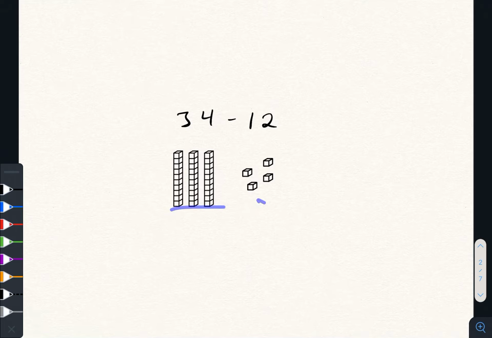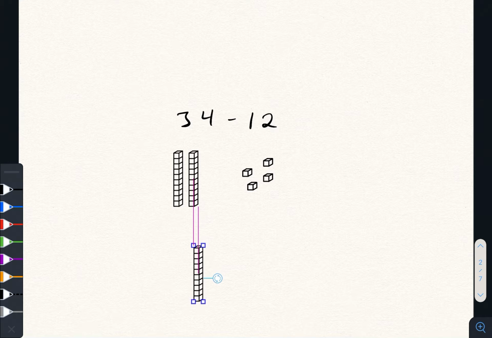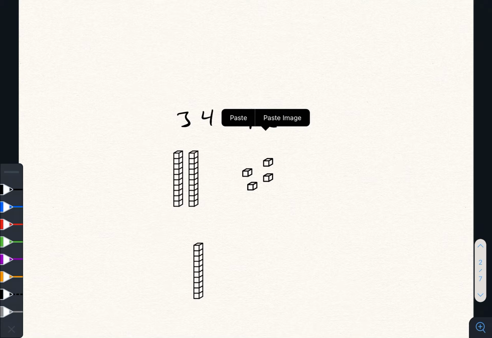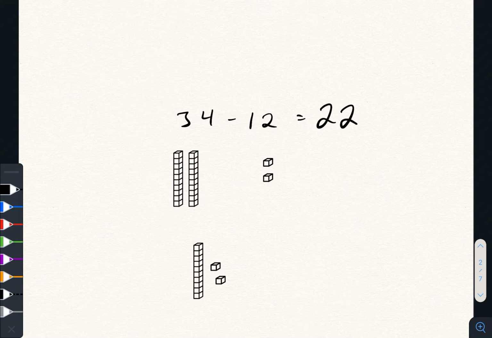So here I have 34, and I just need to take away 12 and see how many are left. So I need to take away 1 ten and 2 extras. So I take away 1 ten and then 2 extras. And how many am I left with? Well, you can see that there are 2 tens and 2 extras, or 2 singletons, so this would be 22.